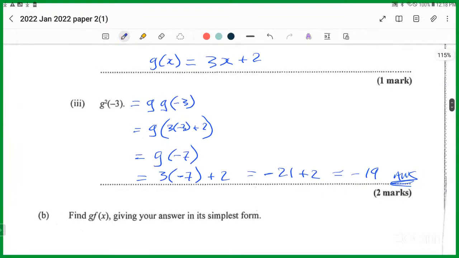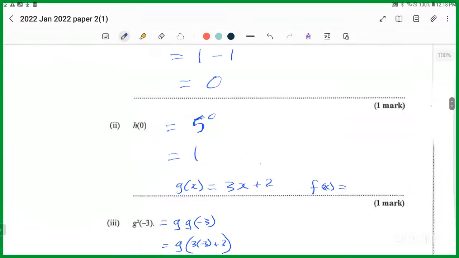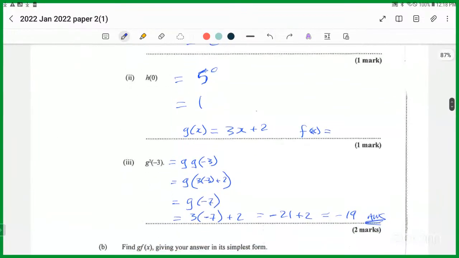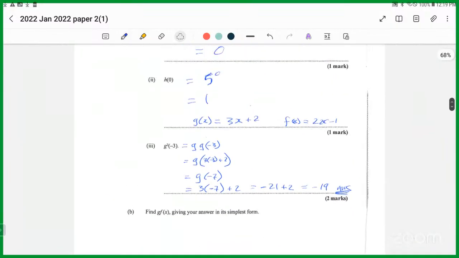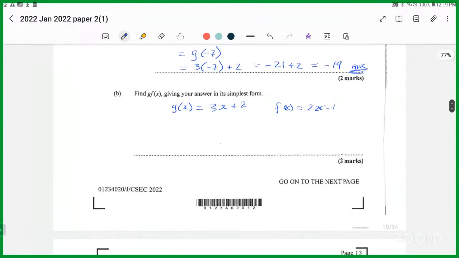Alright. Now here I want the composite function g of f. What is the f again? Let me write it here. So f of x was what again? It's 2x minus 1. So this is 2x minus 1. Let me just copy these down and slide them down. This small amount of space you get to do. It's a composite function, and you have to simplify as well.